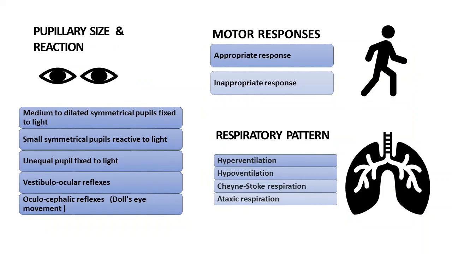Pupillary size and reactions are also important for the diagnosis of unconsciousness. Medium to dilated symmetrical pupils fixed to light indicate structural disease of the brainstem. Small symmetrical pupils reactive to light indicate metabolic diseases and drug overdose. Unequal pupil fixed to light shows intracranial mass lesions producing third nerve palsy.